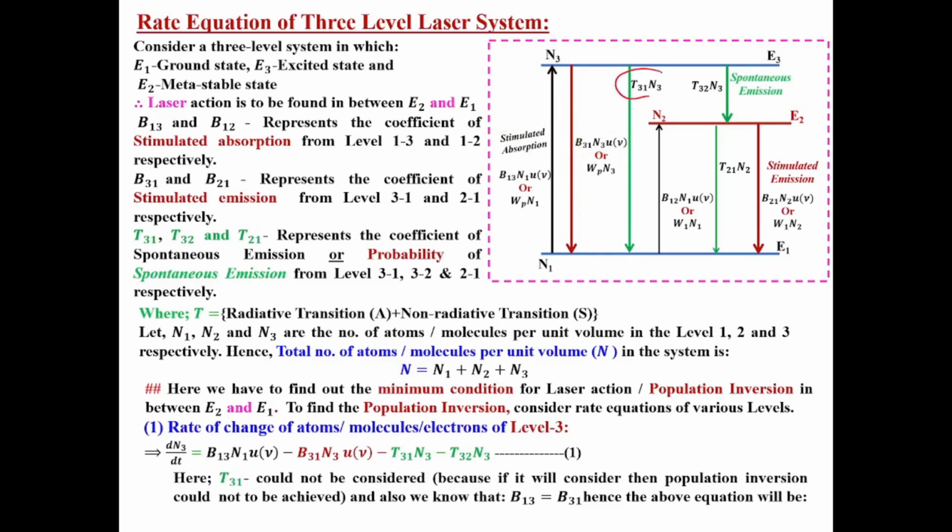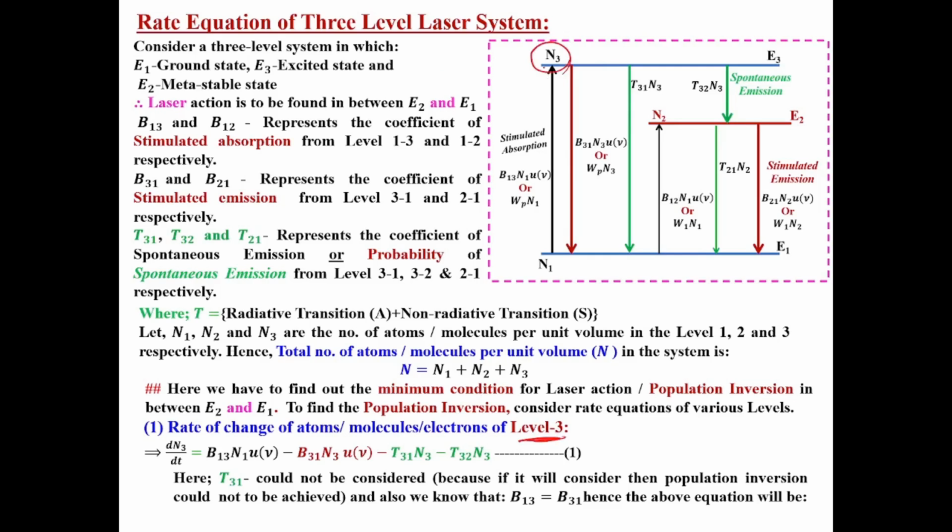Another process we can expect is spontaneous emission from E3 to E1. Due to this process, what will happen? N3 will decrease. Another transition here from E3 to E2, that is your spontaneous emission. Due to this spontaneous emission also, N3 will decrease. So these are the four processes, 1, 2, 3, 4, that we can expect for level 3.